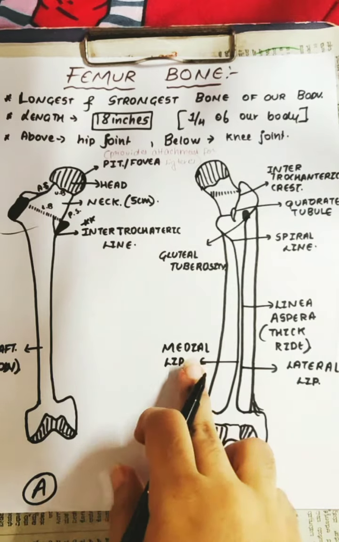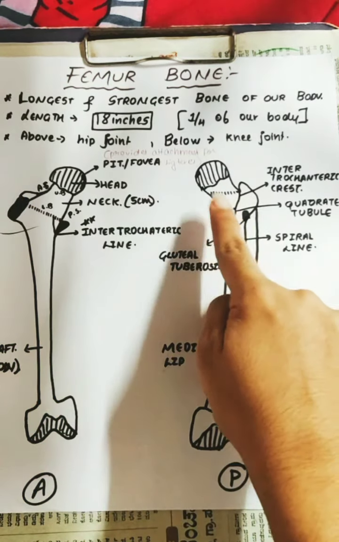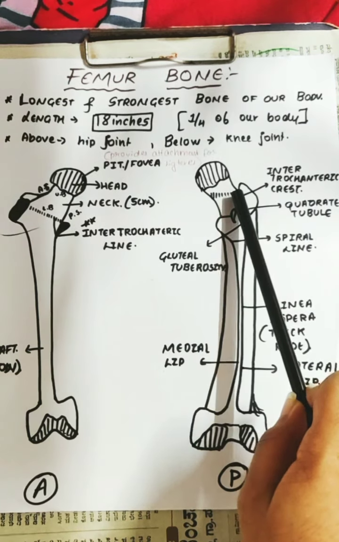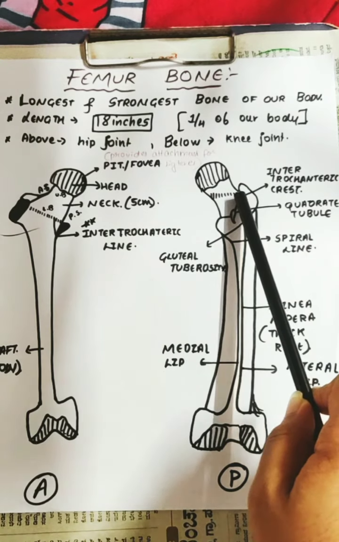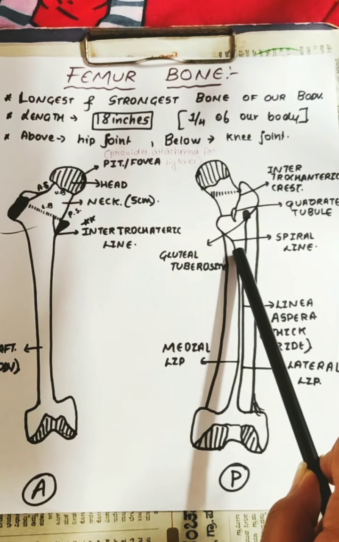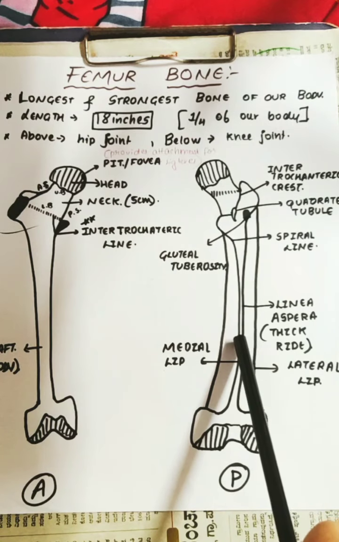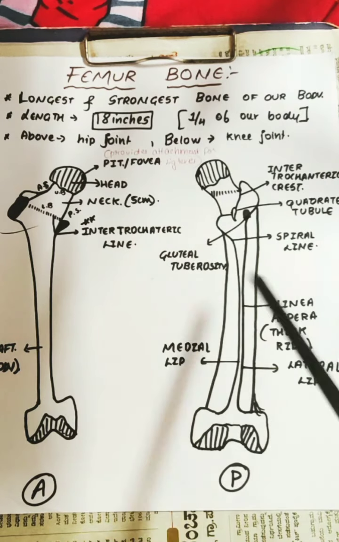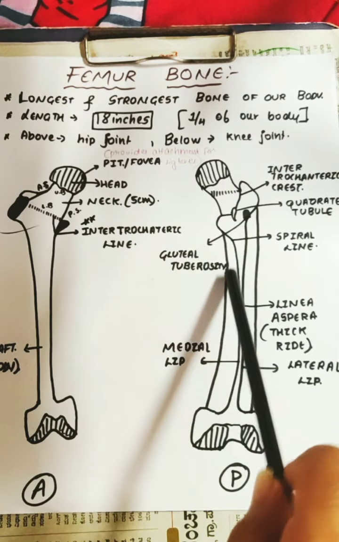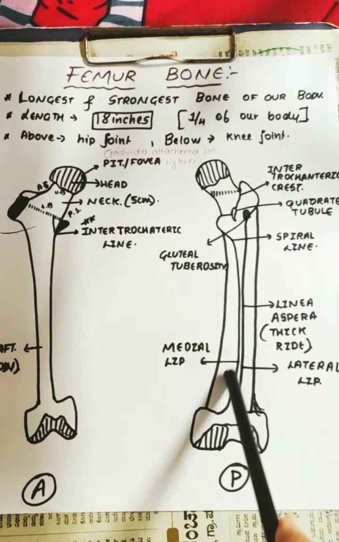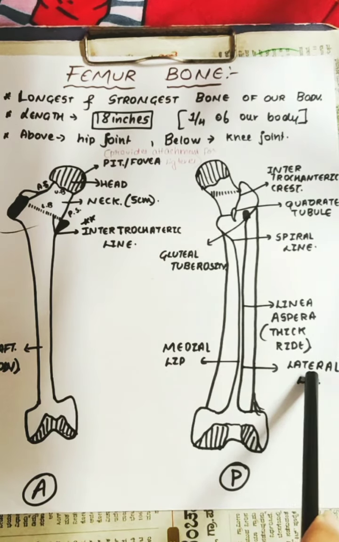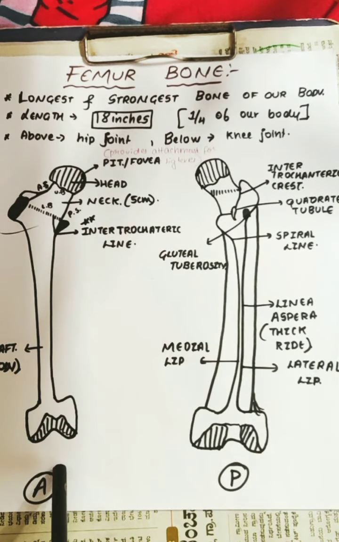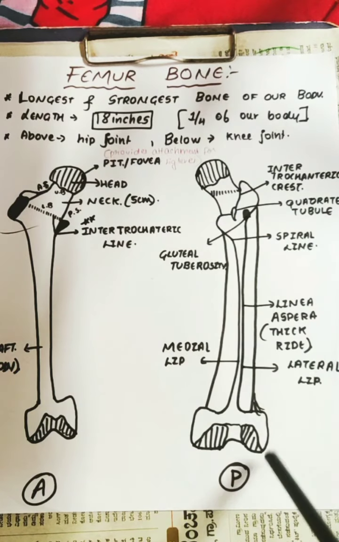So as you can see, I have written here medial lip, lateral lip. Remember one thing, the intertrochanteric line continues as the spiral line. The spiral line continues to form the medial lip of linea aspera. So the linea aspera is a thick ridge-like structure which gives two lips, the medial lip on the medial side and the lateral lip on the lateral side. Remember, on which surface? The posterior surface of the femur, and not on the anterior surface of the femur.